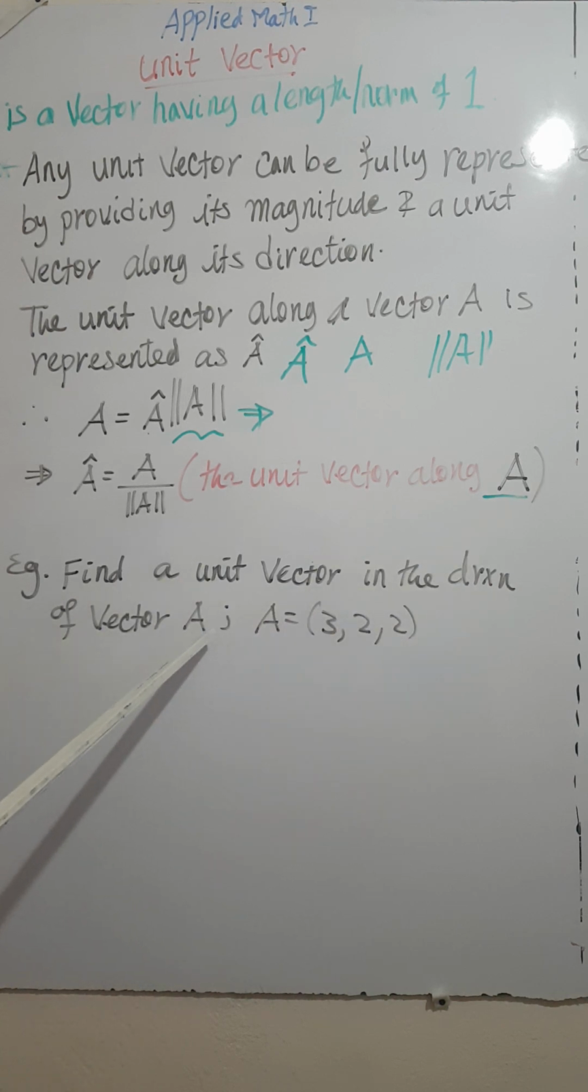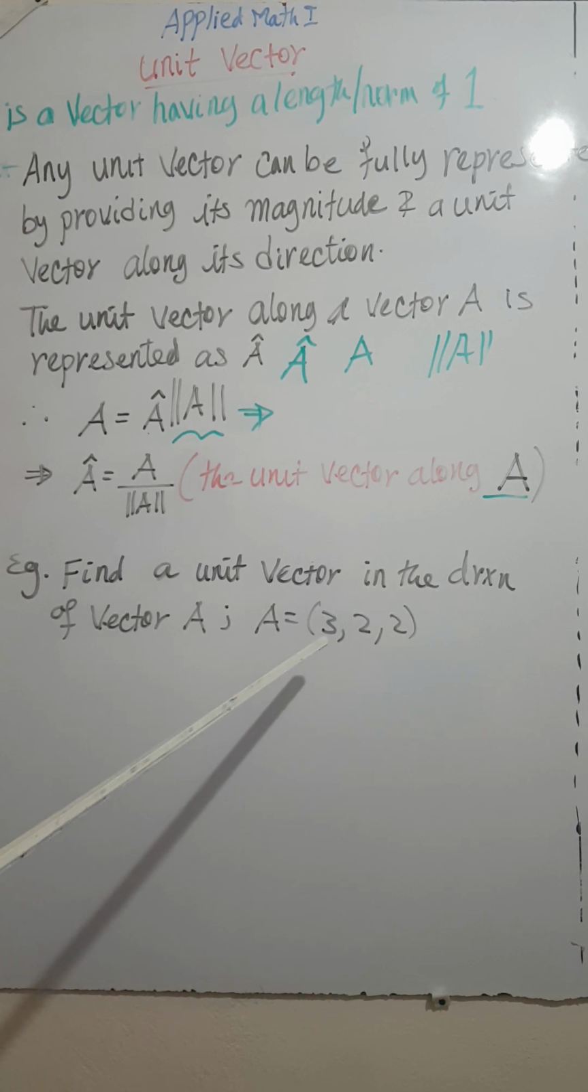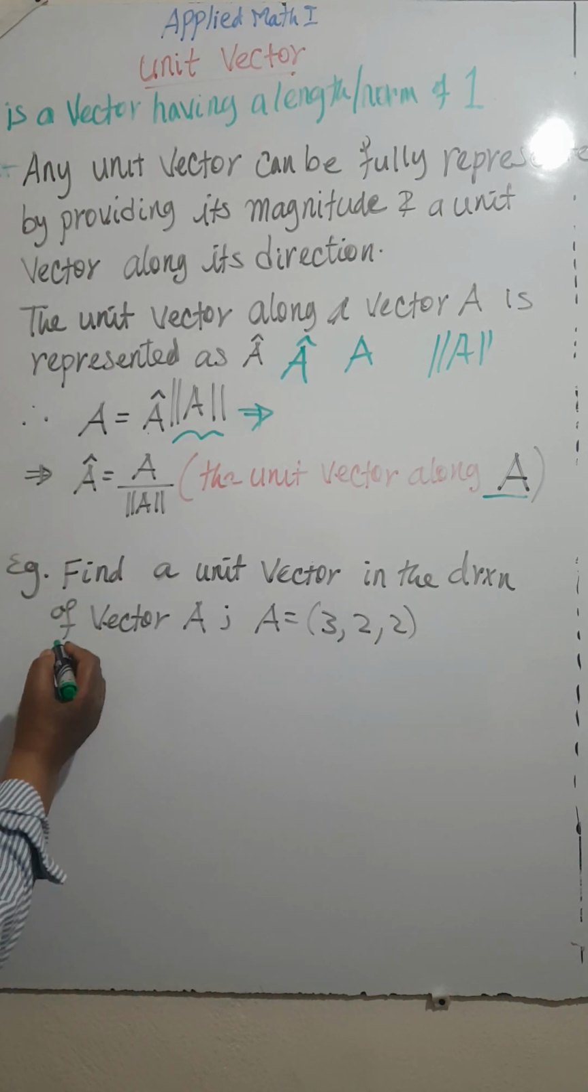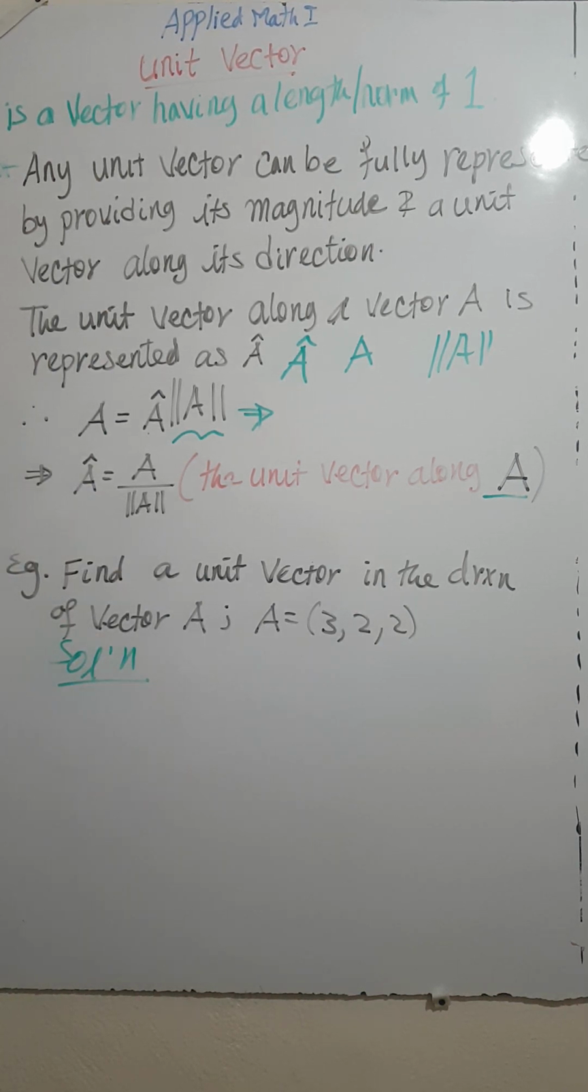the direction of A. A is this one. Okay, A is represented by 3 coordinates: 3, 2, 2. ስለዚህ ይሄንን unit vector along A ለማግኘት ምንድነው ማድረግ ያለብን? መጀመሪያ we have to find the norm of A.